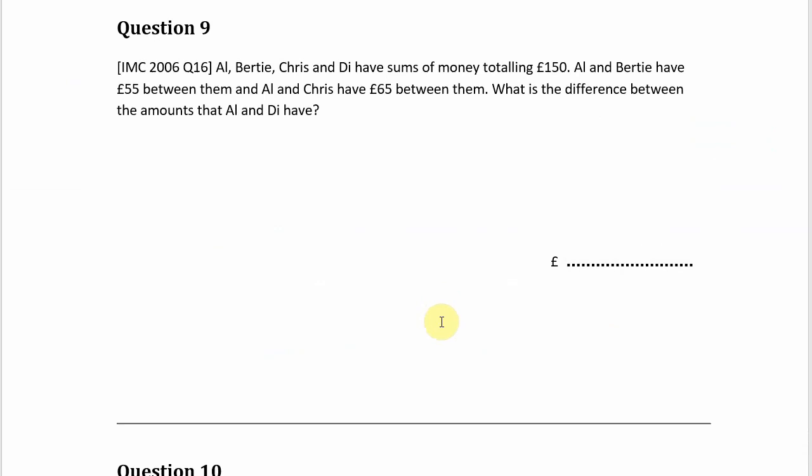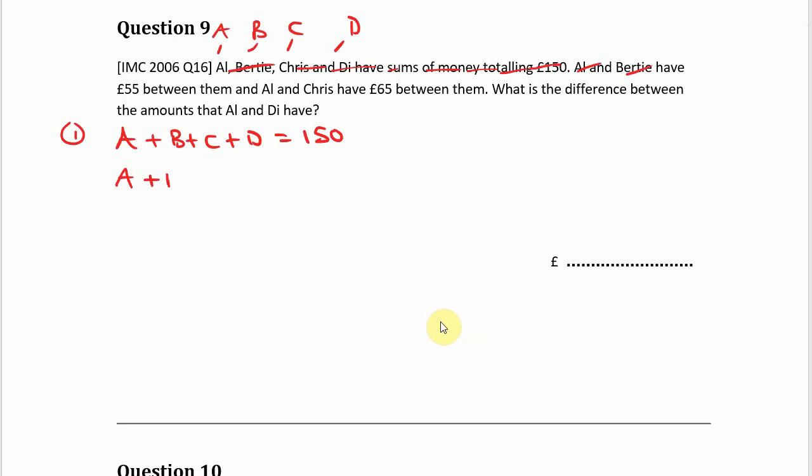Okay, this was another one of these weird questions. So I'm just going to call these by their alphabetical names, and let's just write out the equation. So altogether, they have £150, so I can write that out easily. So I'm done with this information. Al and Bertie, so A and B, have £55 between them, so I'm done with that. Al and Chris have £65 between them. You don't have to write it out like I am. For some reason I'm just thinking it's nice to keep them all in a column.